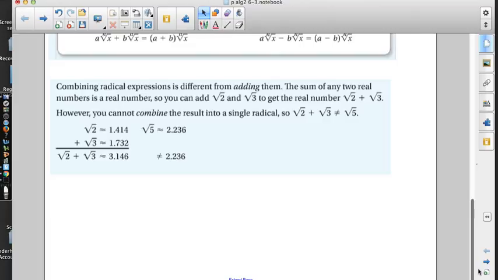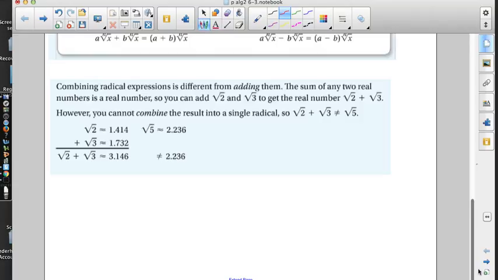But it's not simplifiable. With a calculator, we could tell somebody an approximation. I'll punch in the square root of 2 plus the square root of 3 and tell them what it is. It's not 5. It's not the square root of 5. It's not going to work. If we find the square root of 2 and the square root of 3 and add those together, we'll get 3.146, while the square root of 5 is 2.236. It doesn't work that way. The radicals have to be exactly the same.